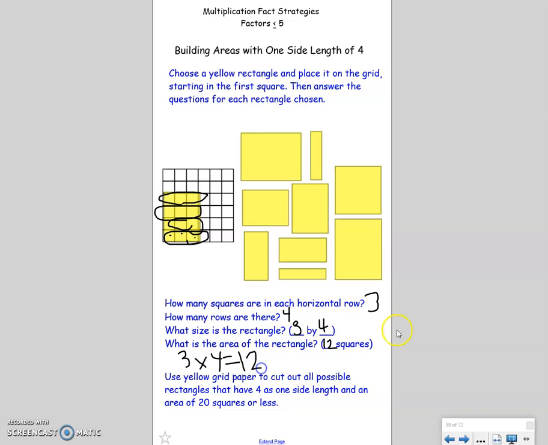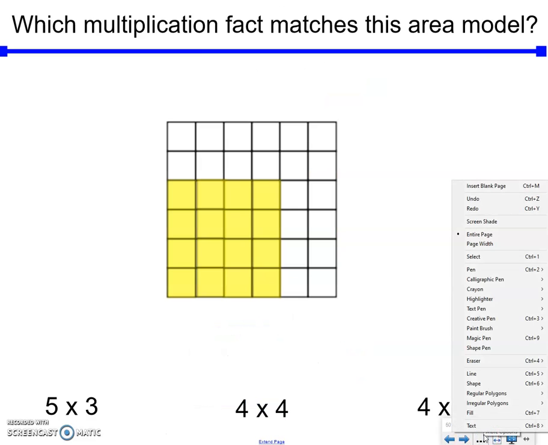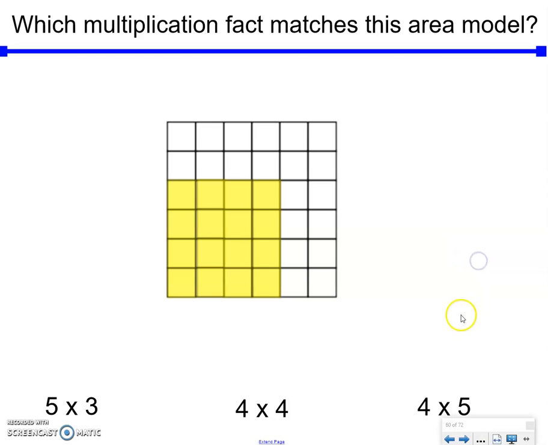What other fact do we also now know? You're right. The commutative property of multiplication tells us we can switch the order of the factors without changing the product. So we also know 4 times 3 equals 12. Great job, 3rd grade.